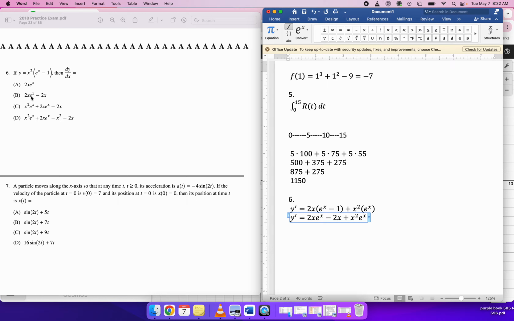Okay, which one of these is it? I think it's C, right? This one has 3 terms. x squared e to the x, yep, I've got that. 2x e to the x, yep, yeah, so it's C.